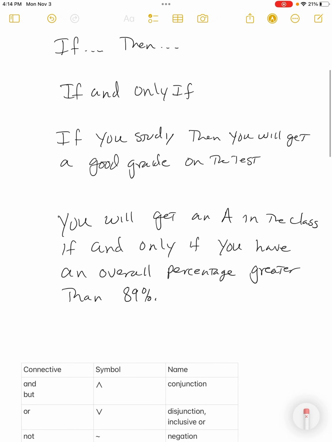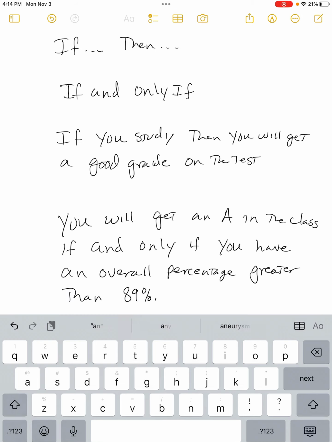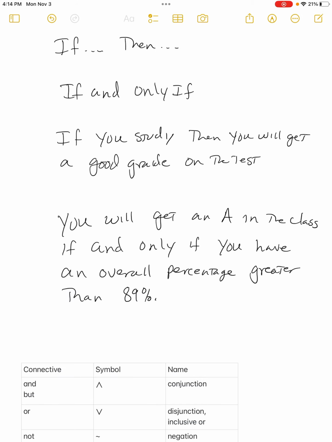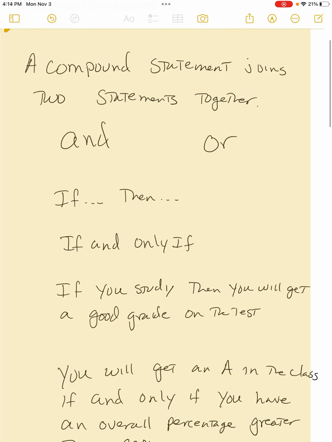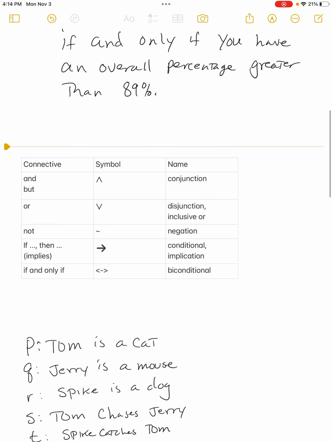Now, if I go back up and we just look at them one at a time, I love that they put in the and but are the exact same thing. Both are and, and they call it a conjunction. You don't need to know the name, but if they use it, I want you familiar with it. Or is that V-shaped. It's called a disjunction, an inclusive or.